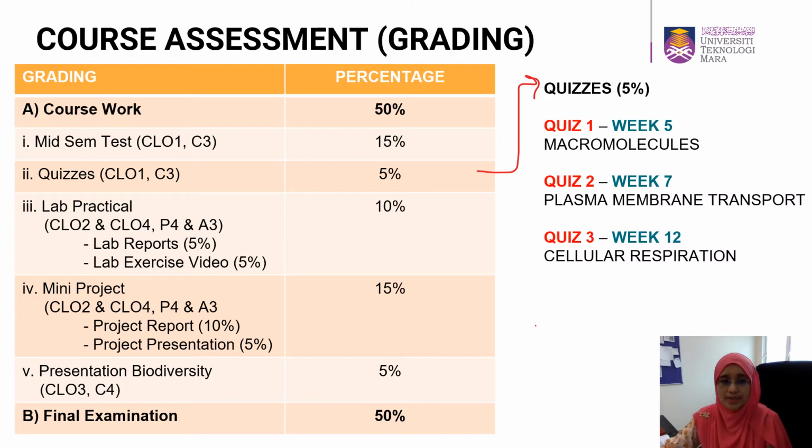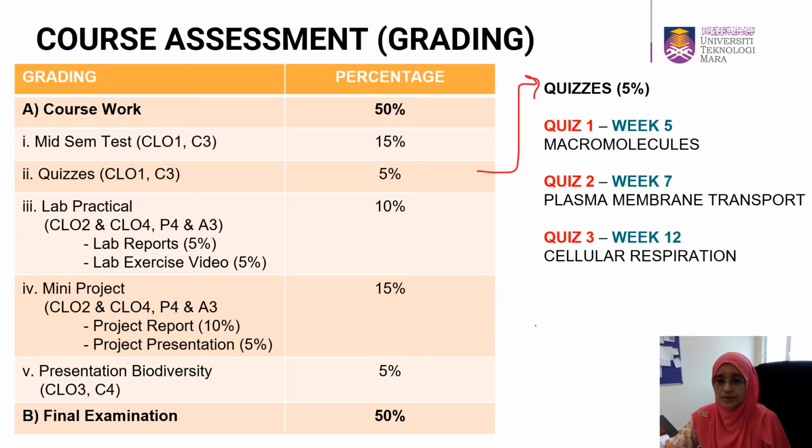So for coursework, it is divided into several components, which is the mid-term test. Okay, mid-term test is C3. What is C3? Application. Okay, so you are going to learn chapter 1 until chapter 2, and you will be asked during test 1. So test 1 will cover chapter 1 and chapter 2. Okay, so the midterm test is 15%, and then you have your 3 quizzes.